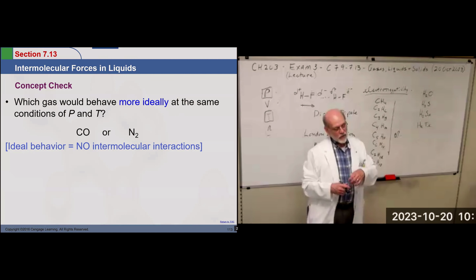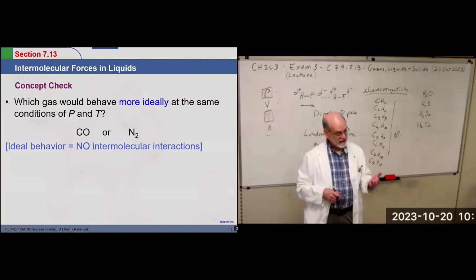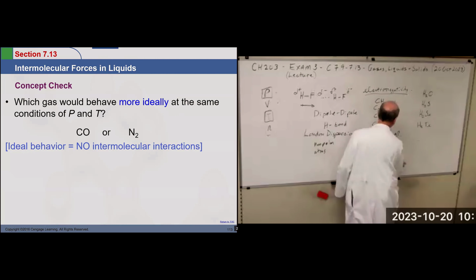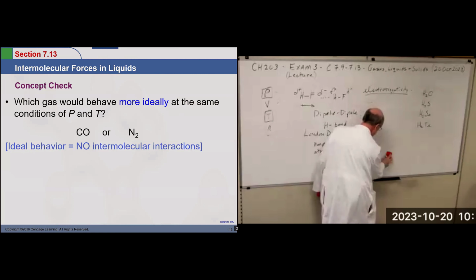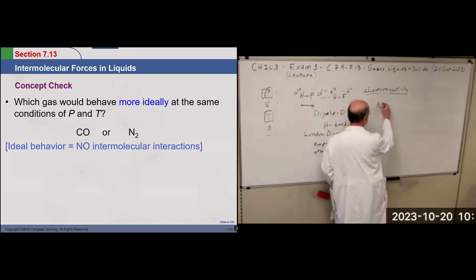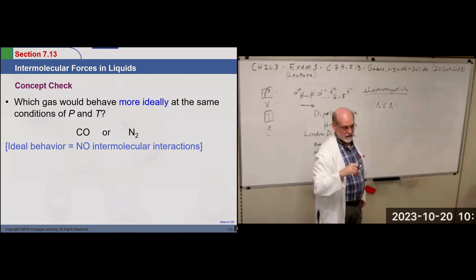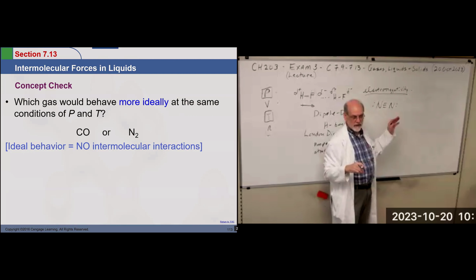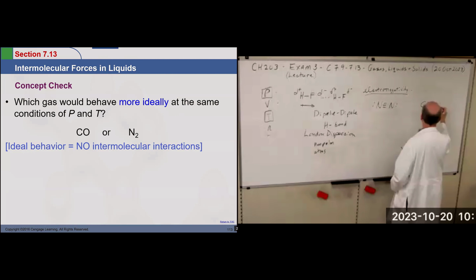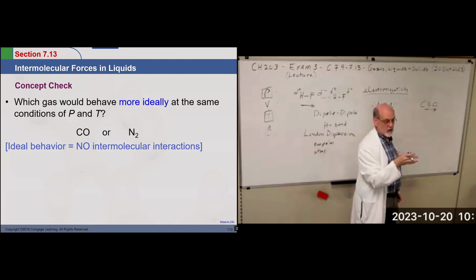Right? So, which approaches ideal behavior more closely? The one that has the least attractive forces, right? So if you're looking at the difference between these two molecules, we drew nitrogen already. That's definitely nonpolar. The only attractive forces with this one are London dispersion forces. Carbon monoxide, on the other hand, is polar in that direction because oxygen is more electronegative than carbon.